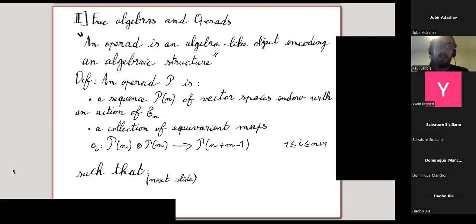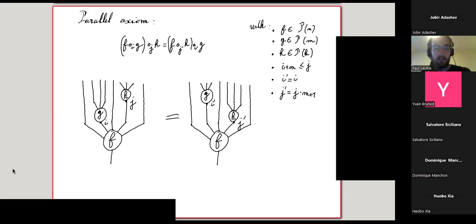So an operad is a sequence of vector spaces, and each of those vector spaces comes with an action of the symmetry group. So usually a right action, but it doesn't really matter. And we also have a collection of equivariant maps that are the partial composition. And those maps satisfy the following relations. So first, they satisfy the parallel axiom. So there is the formula, but it should be understood with the drawing.